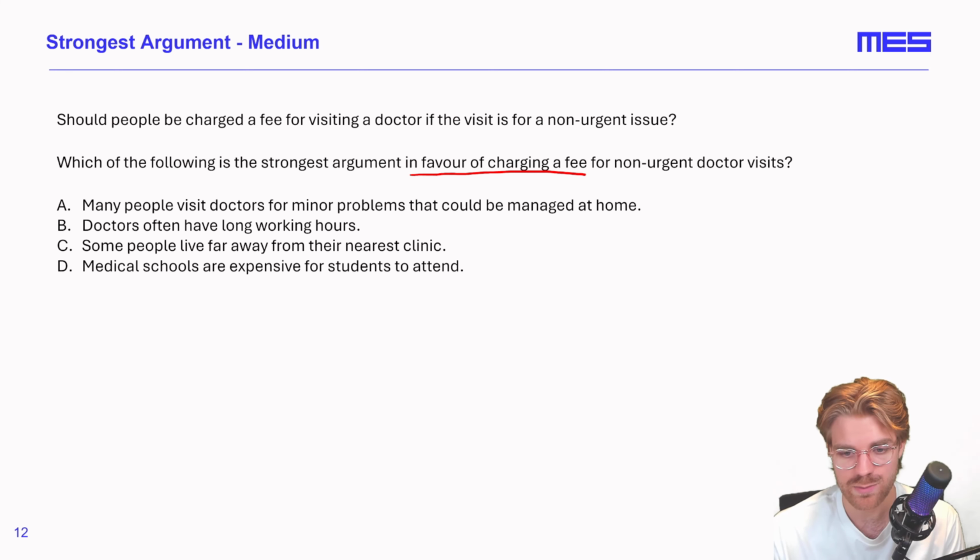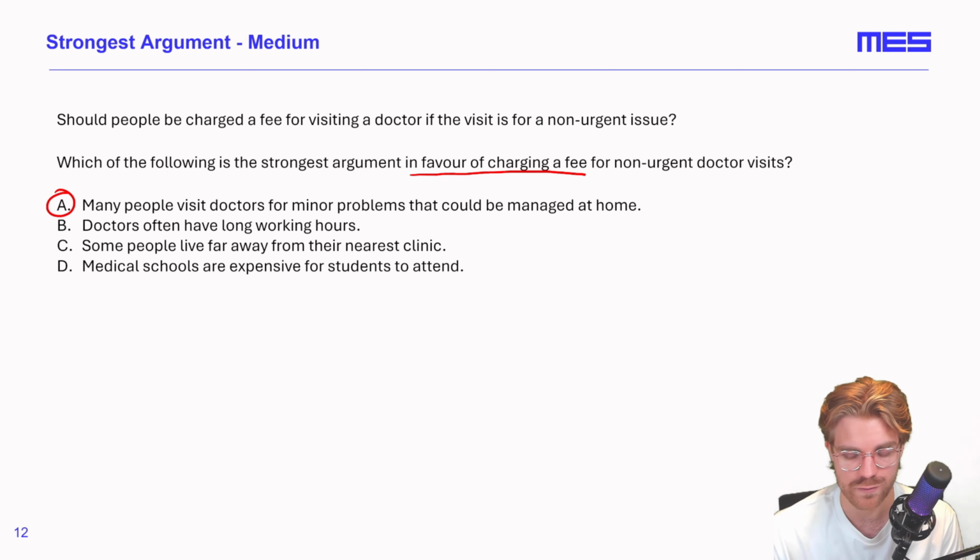A, many people visit doctors for minor problems that could be managed at home. Now, immediately, this is a really strong argument. We're talking about many people, so we're talking about the majority. We're not talking about some small subgroup. We are also providing a sort of counterpoint, the fact that the minor problem could be managed at home. We're providing some sort of resolution to the argument. So A is our strongest. Let's talk about B, C, and D though.